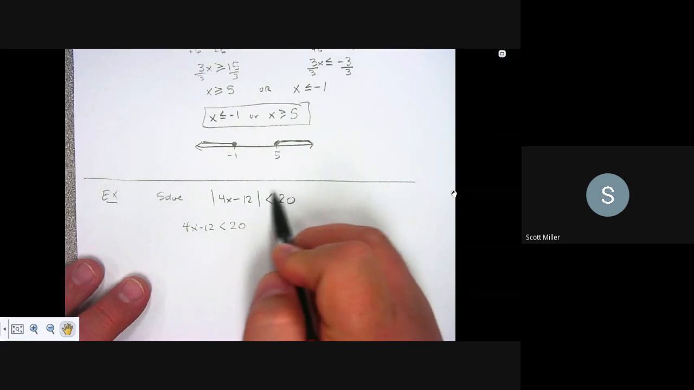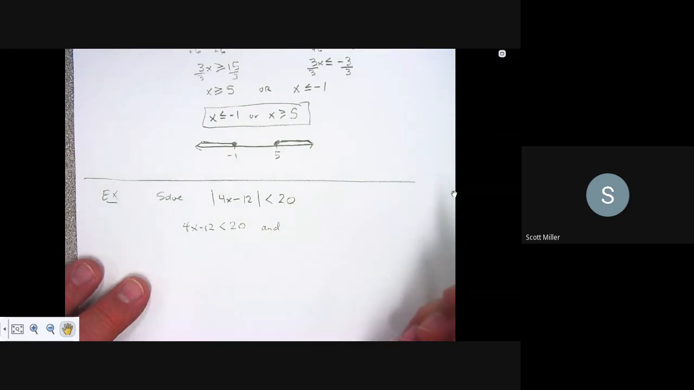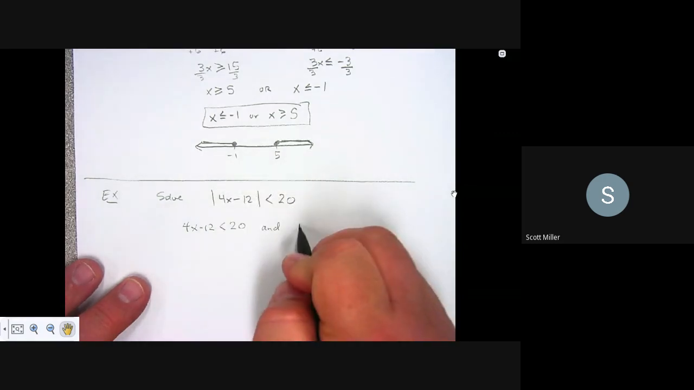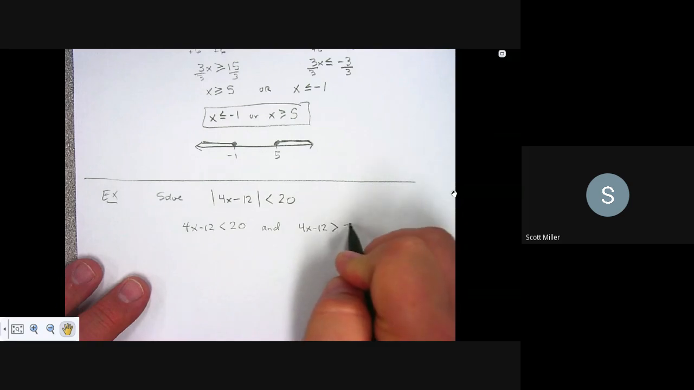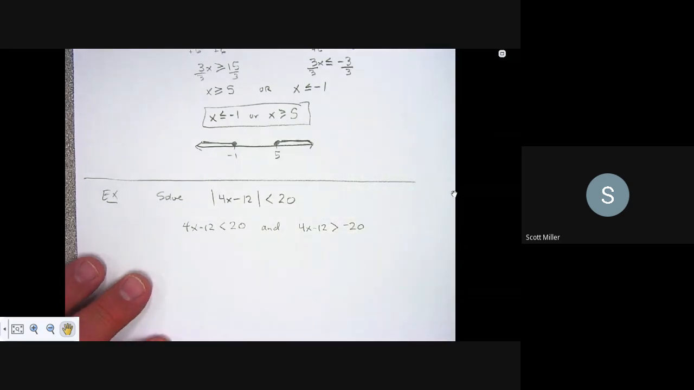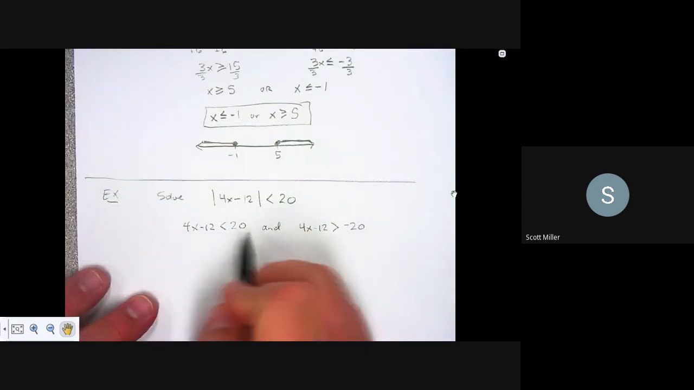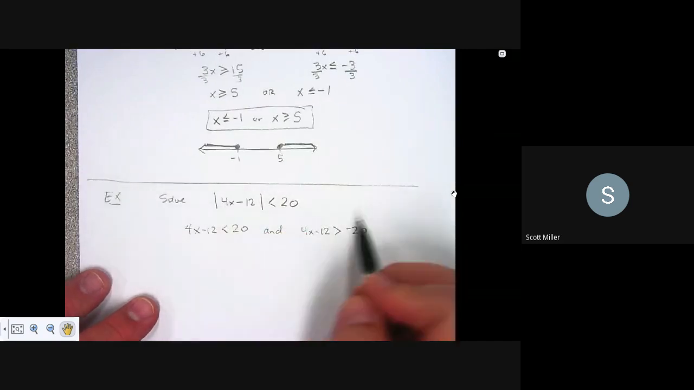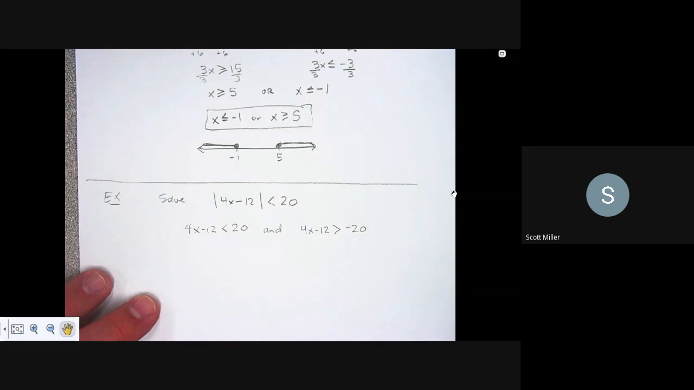That symbol going in that direction means I'm going to write the word "and" in between. Then I'm going to write the negative version of this, which means that quantity right there is greater than negative 20. Change the symbol and change the sign. Okay? Because you're basically multiplying both sides by a negative. So there'd be a negative in front of that, and you're just dividing by that negative. Solve each of these individual inequalities.